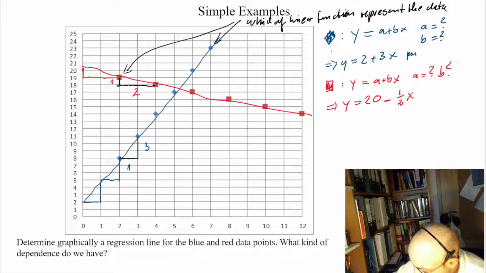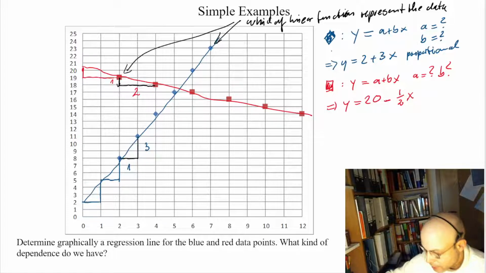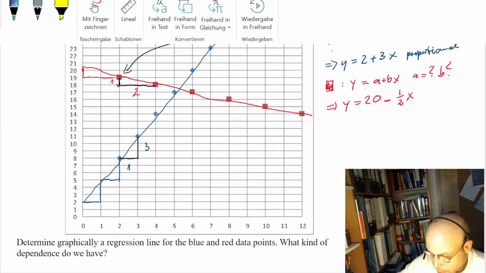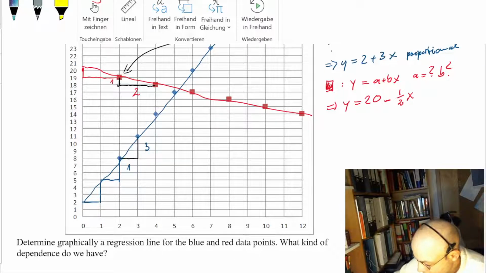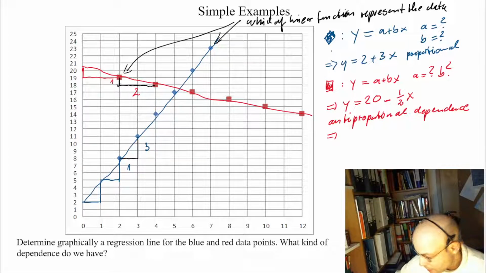So this would be proportional. This means the higher x, the higher is y, and in the red case we have an anti-proportional dependence. And this of course means the higher x, the less is y.